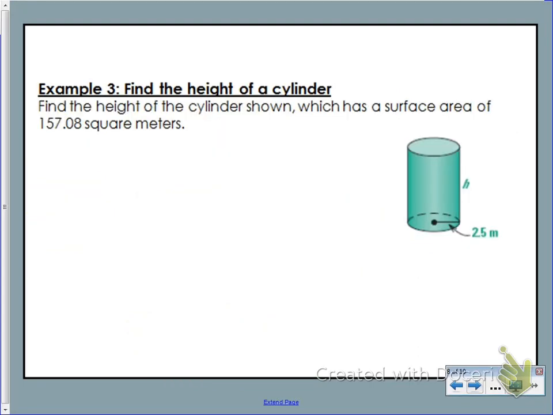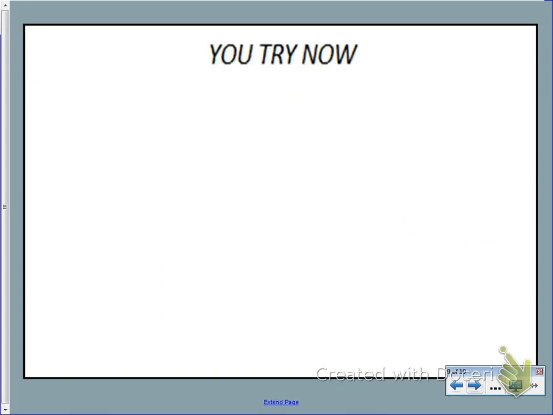All right, example 3 we're going to save for class tomorrow, so just hang on to that. If you feel like trying it, feel free. We're just undoing the surface area formula to find the height, but we will discuss that tomorrow in class. You should try the 2 you try nows, check your answers, and make sure they're accurate. If you have questions, you can bring those with tomorrow.